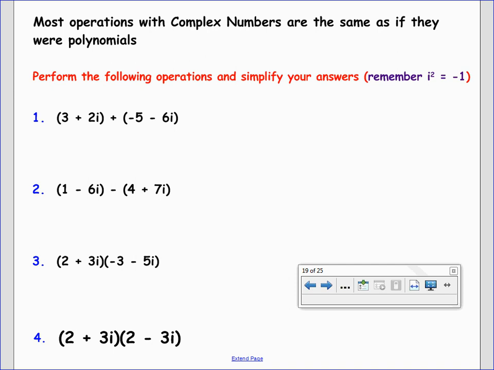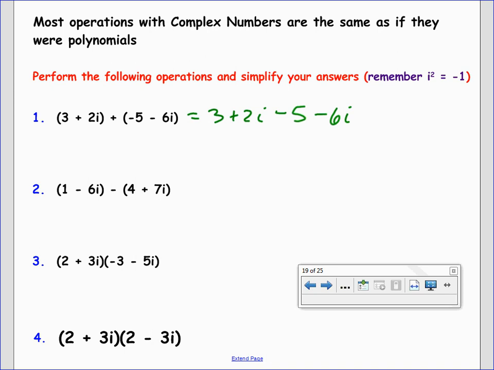And most of these operations are the same as if they were polynomials. So let's simplify, and remember, anytime we see an i squared, we've got to change that back into a negative 1. So here we go. We can add or subtract like terms first by getting rid of the parentheses. It looks like that plus out front. If I were to distribute a plus 1 through the parentheses and rewrite without parentheses, I'd keep the negative on the 5, I'd keep the negative on the 6i.